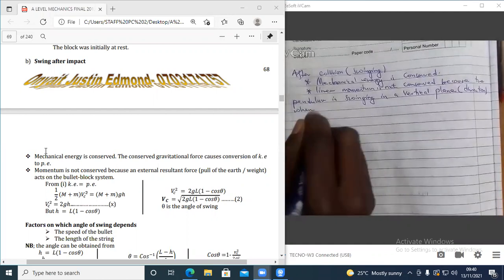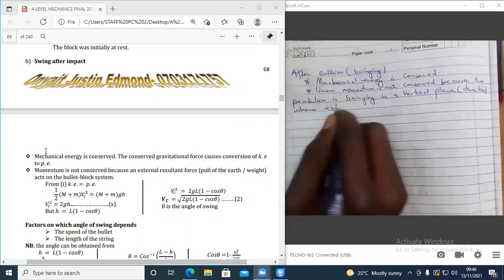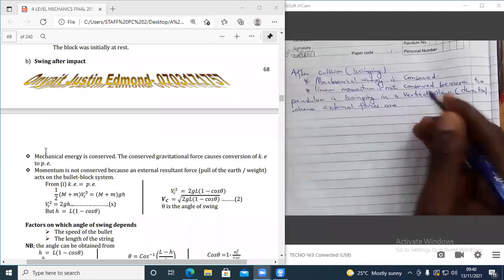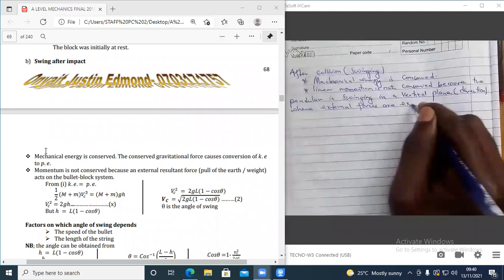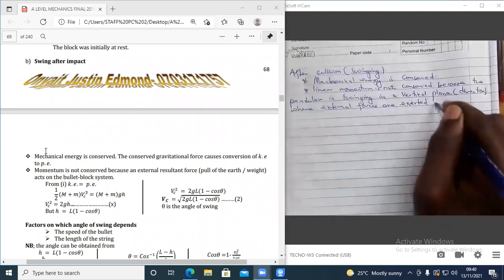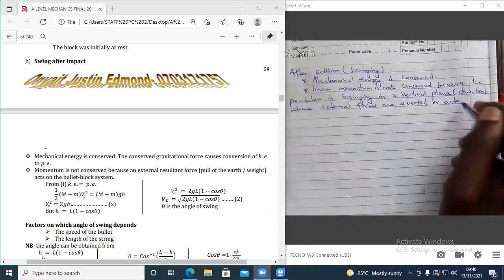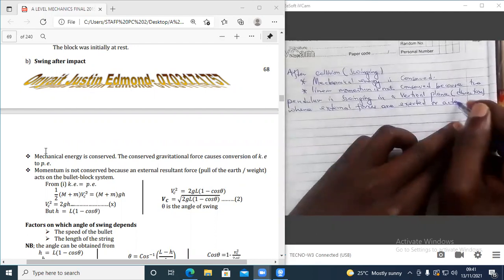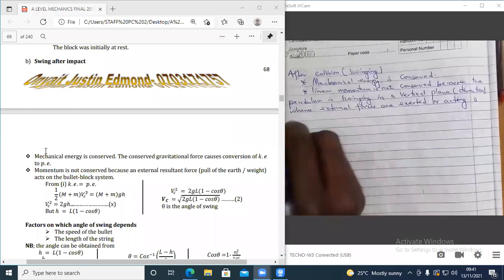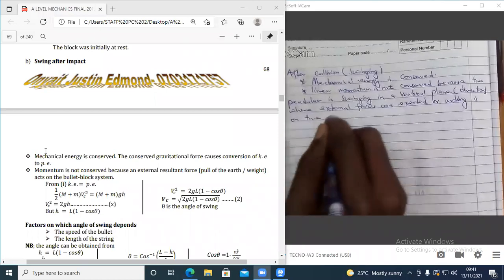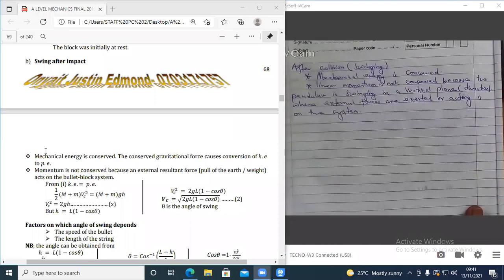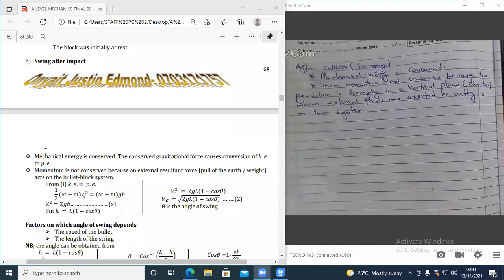where external forces are exerted or acting on the system. That's why momentum will not be conserved in a vertical plane.